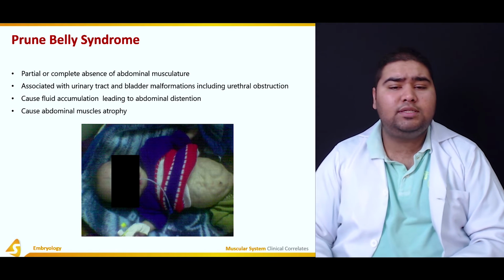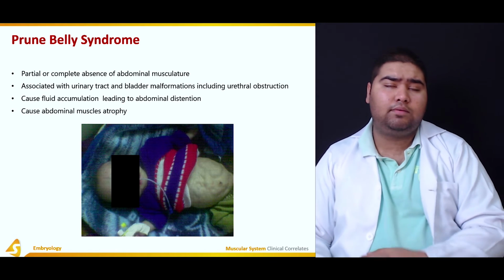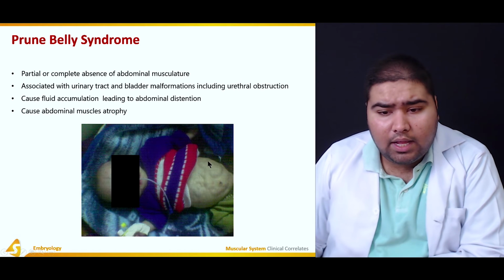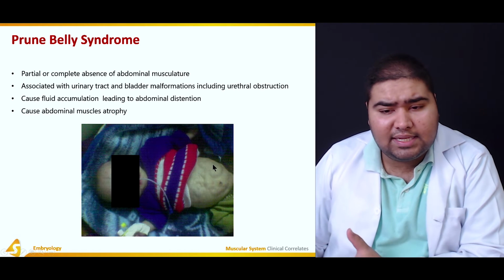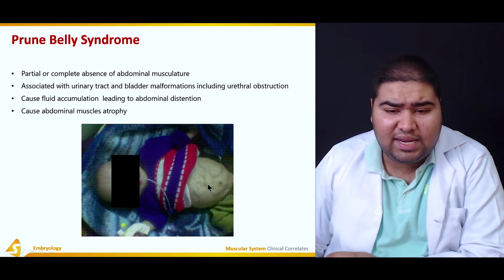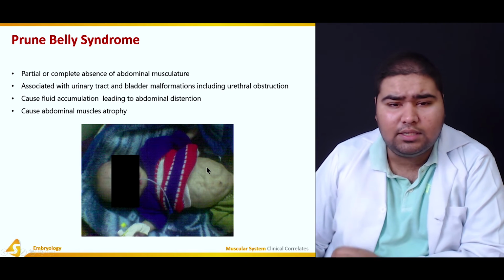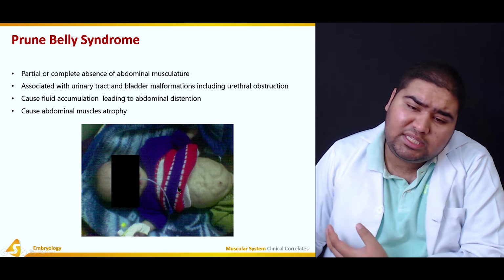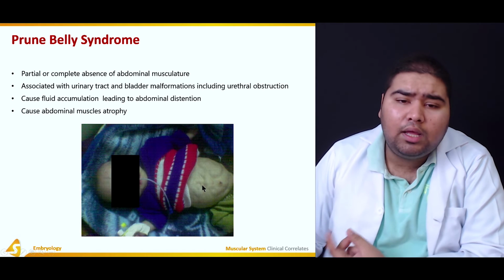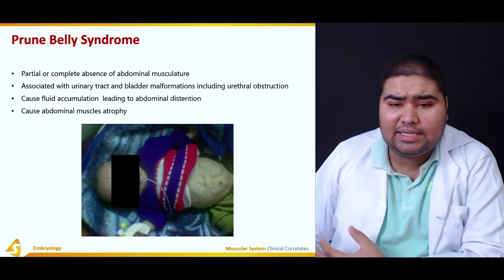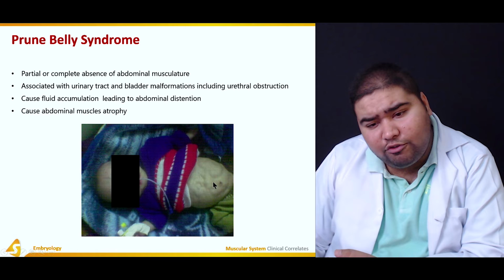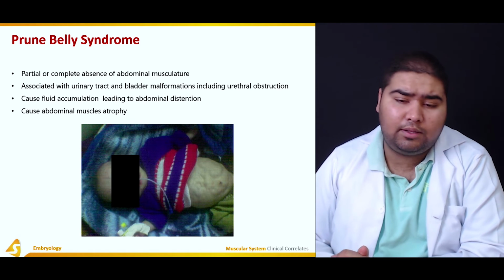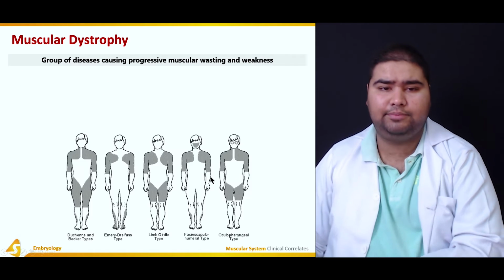It can also cause abdominal muscle atrophy. The remaining muscles of the abdomen may also atrophy. Here you can see the abdominal contents, the intestines, can be made out through very thin skin. In this patient, the muscular element of the abdominal wall seems to be completely gone, and we can see there is accumulation of fluid within the abdomen, which is causing distension in this child.